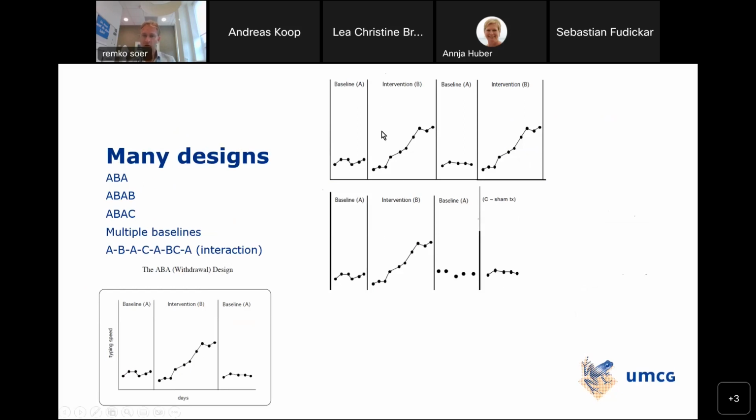You can also do it again. You can do a baseline, intervention, baseline, and do an intervention again. If the patterns are similar, then indeed the chance that this intervention really works, and does the opposite when you stop it, but indeed does something, is getting higher. What you can also do is multiple baselines. You can also do an ABAC, and this has been performed quite often.